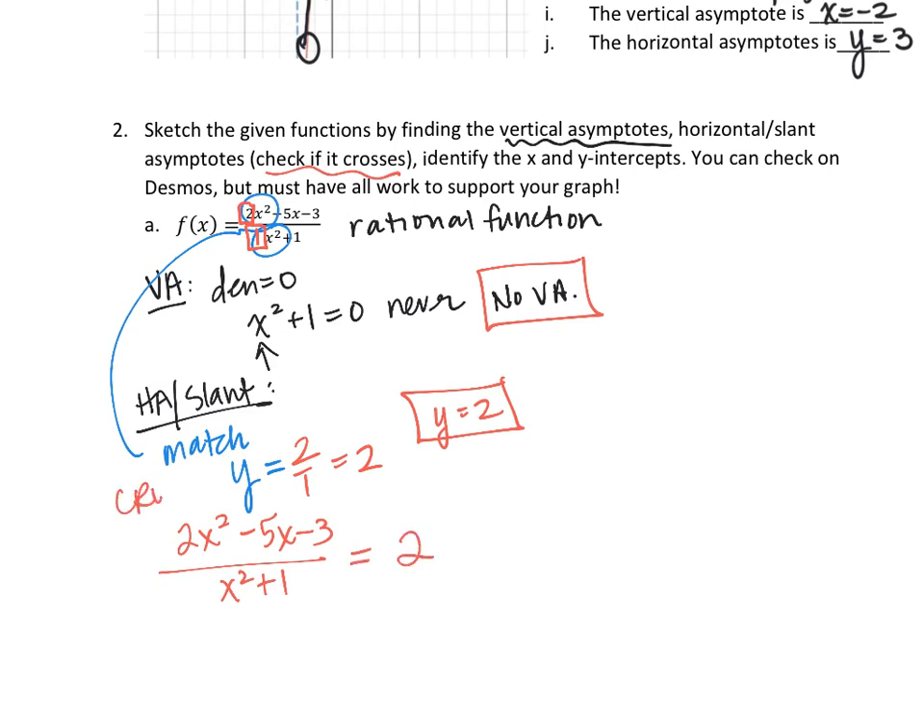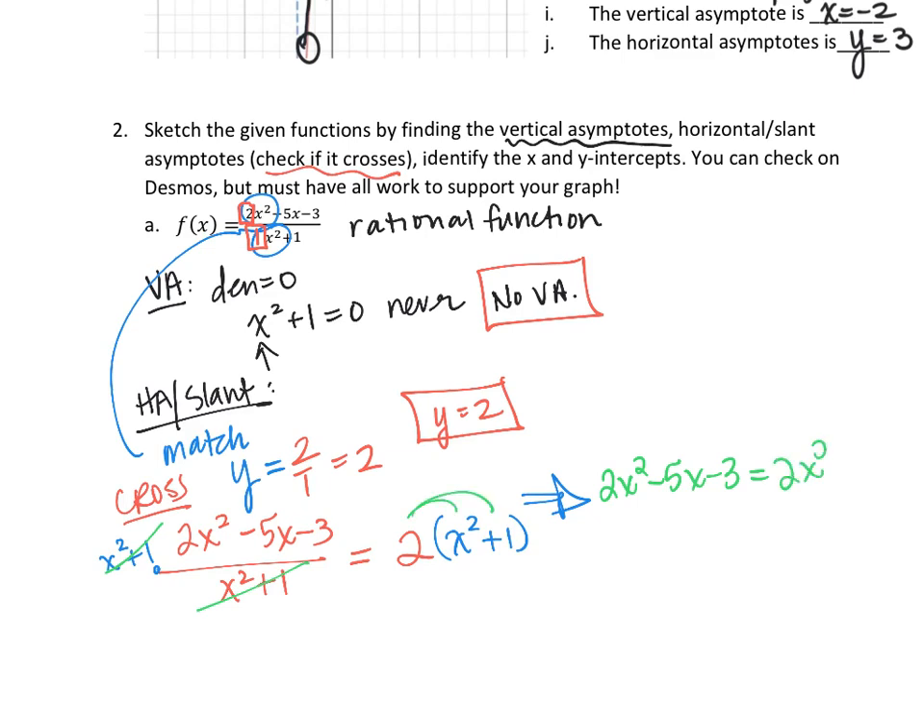So to check that, we want to solve that equation. The easiest way to solve a rational equation is to clear out the denominator. So I'm going to multiply both sides by x squared plus 1. And so once we get rid of those denominators, we're going to have 2x squared minus 5x minus 3 equals, distributing that, 2x squared plus 2.